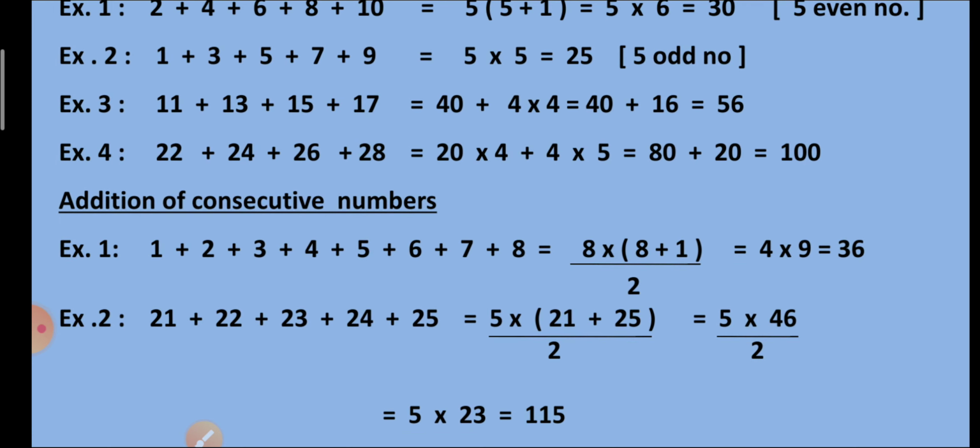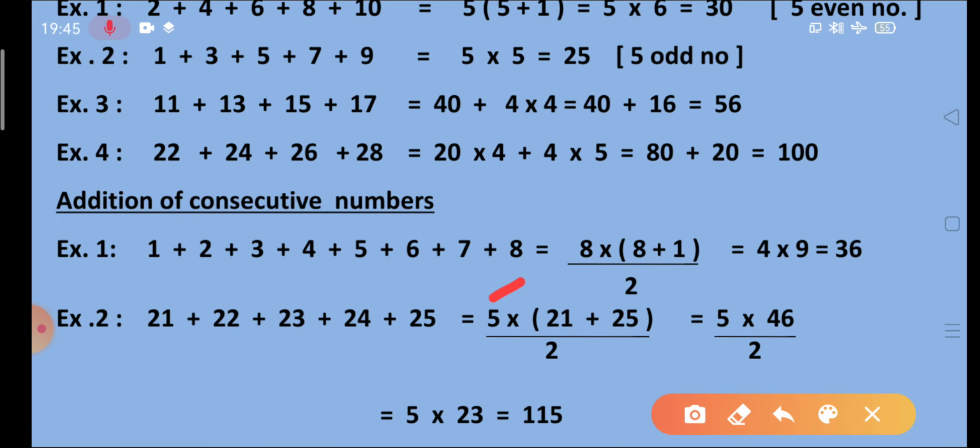So I've written 5 over here. And it starts from 21. So I've written 21 plus, what is the ending number? 25 upon 2. So in the second case, what we understand? Count the numbers, put the bracket, write the first number, write the last number and divide by 2. And you'll get the answer. The answer is 115. So this trick you can share it to your friends.